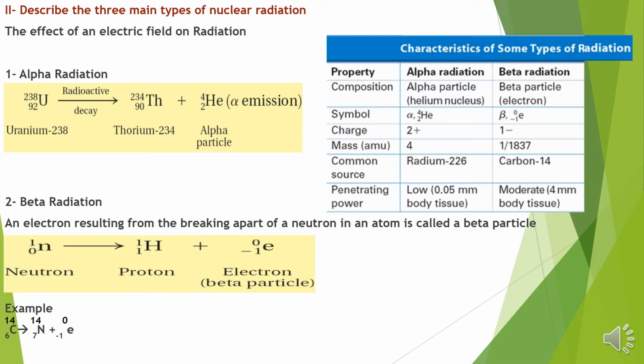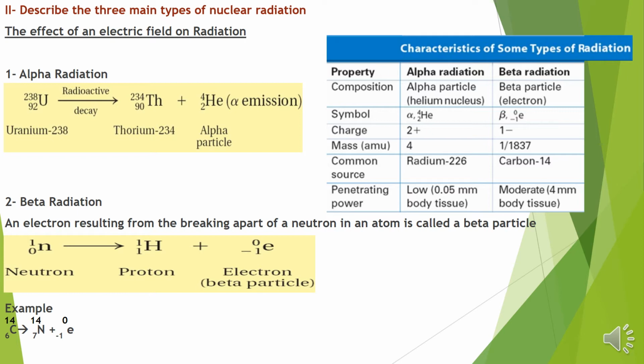Three types to describe the three main types of nuclear radiation and the effect of an electric field on radiation. Let's say that radioactivity describes the tiny subatomic particles and high energy rays that are given out by the nuclei at the center of certain sorts of atoms. So we'll start with the alpha radiation.